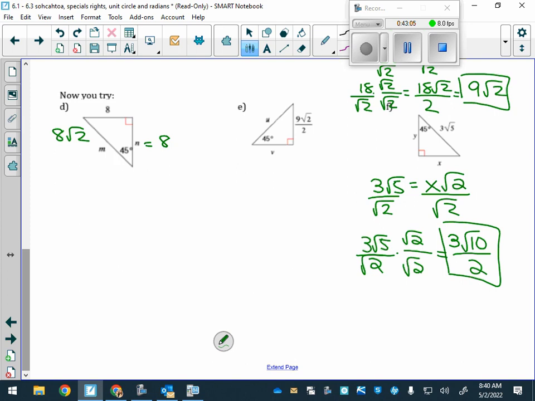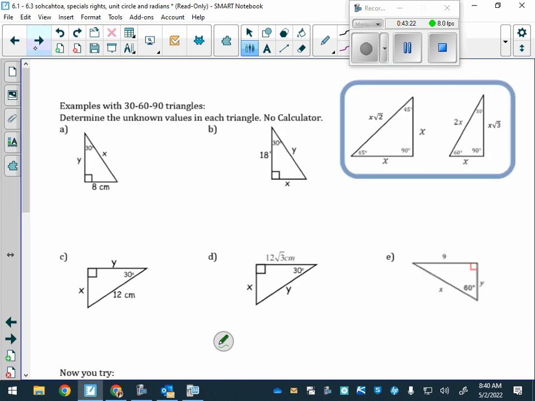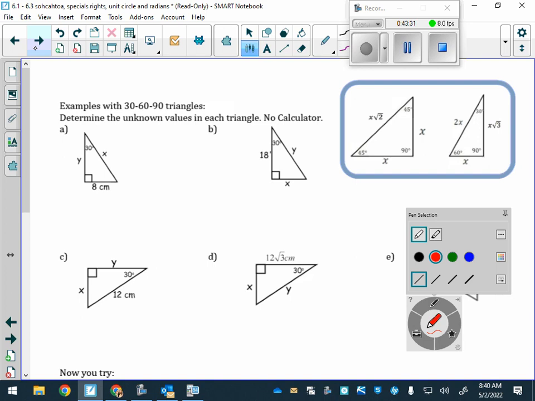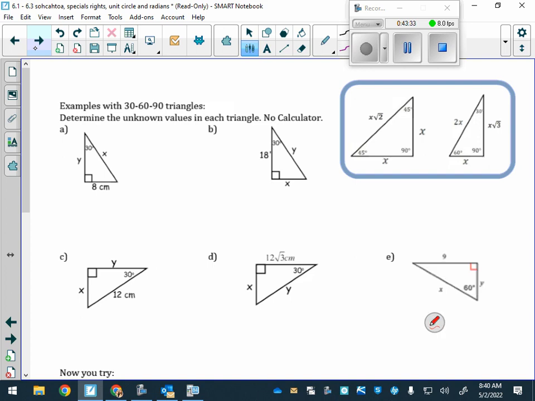Okay? So, 45, 45, 90. Both side lengths are the same, right? Hypotenuse is side length times root 2. All right? Let's try 30, 60, 90s. All right, for our last thing, and then you guys are going to get some practice. You're doing great. Everybody is.